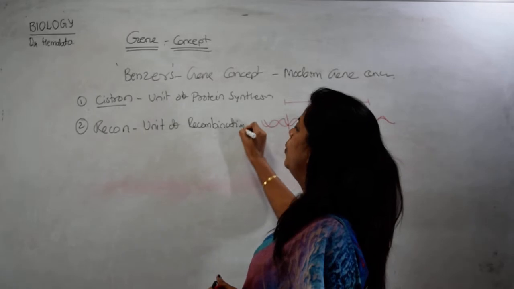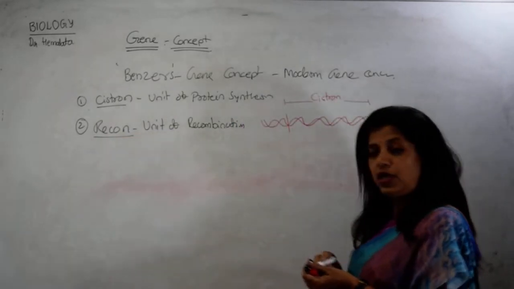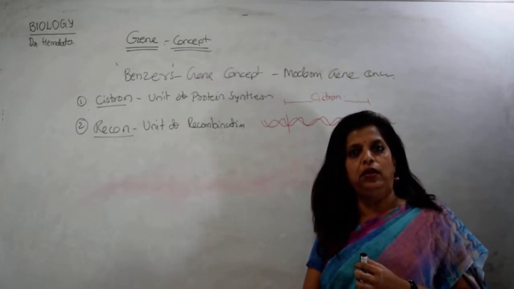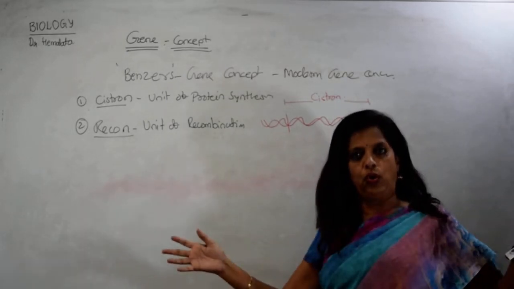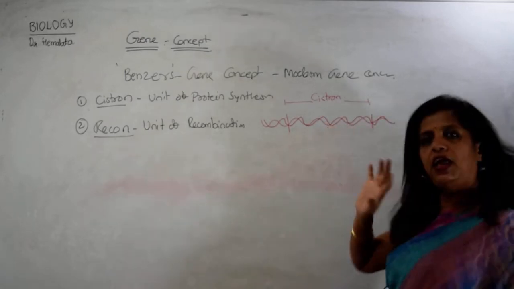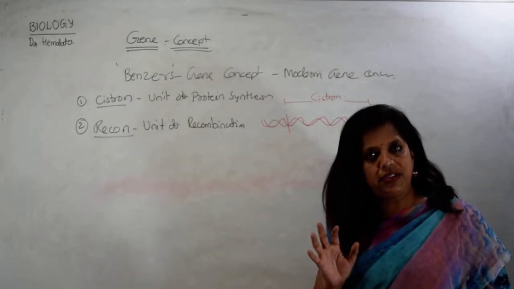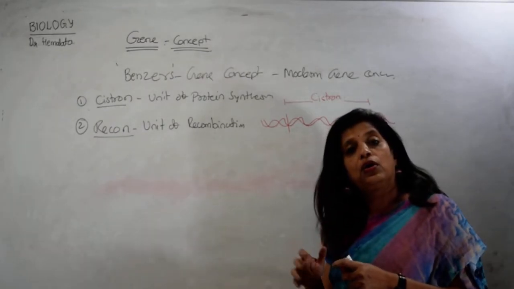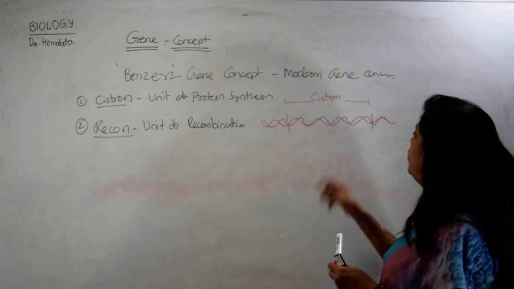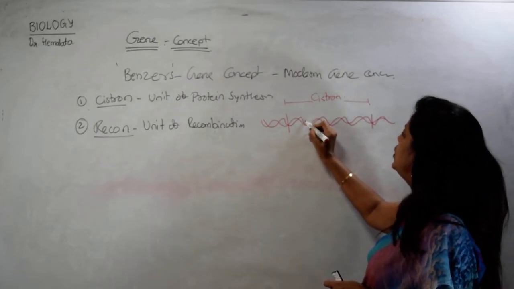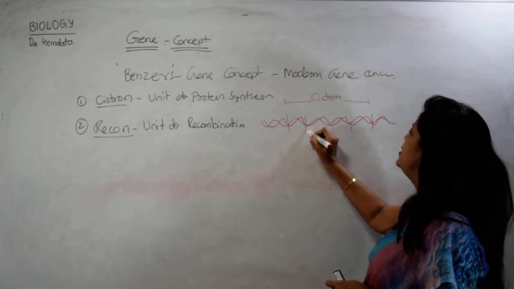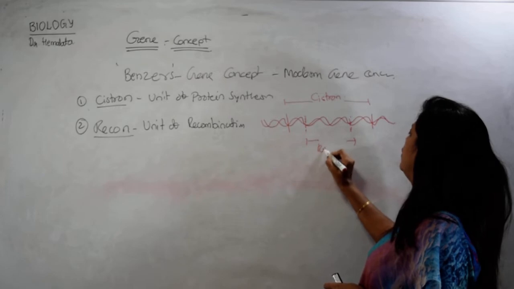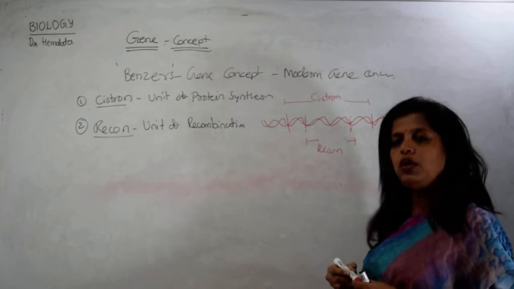Recombination means crossing over. A gene need not be so big to bring about one protein, or need not be so long. It is called a gene if it has the information for the synthesis of a particular protein. But a gene also brings about recombination. Suppose the portion involved in crossing over is smaller than this, right? This can be called a recon. Recon is a unit for recombination.